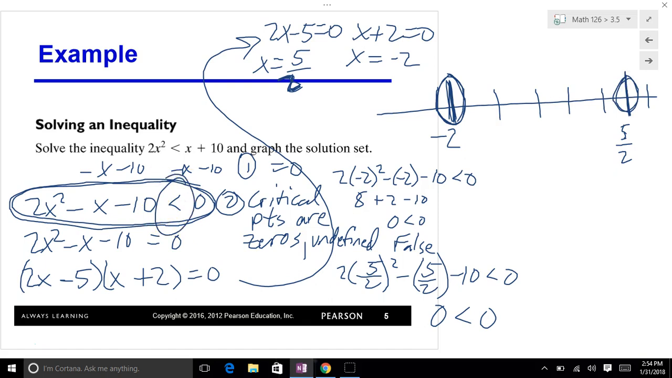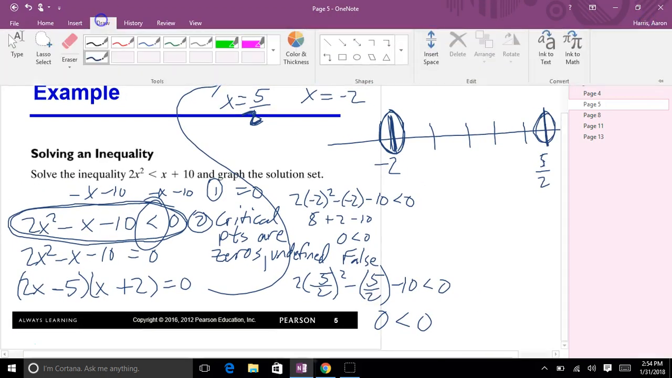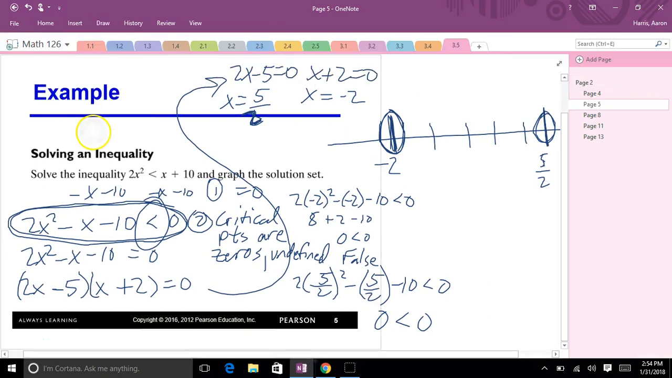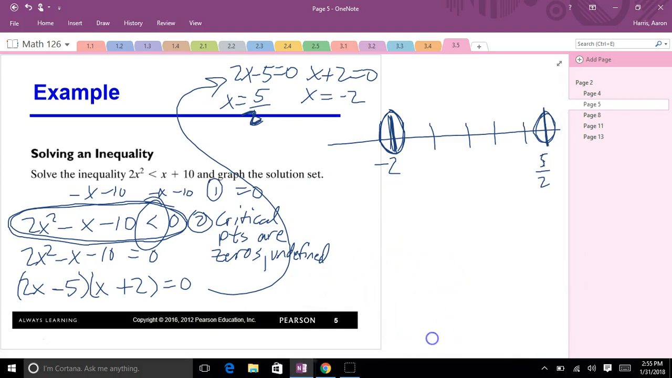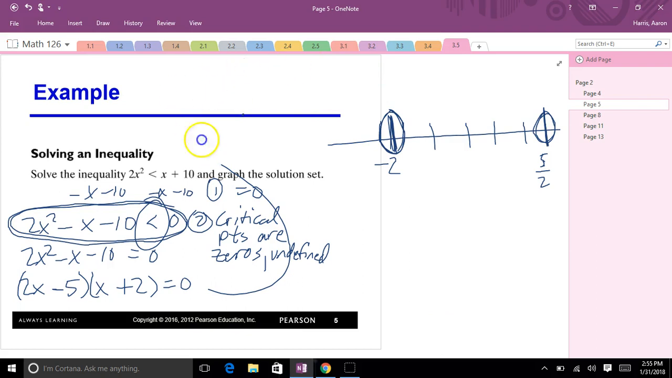If it was less than or equal to, those are going to end up being filled in and included as part of the solution. So at this point, let me erase a little bit of this. You've got to now test in between those intervals, in between your critical points, okay?